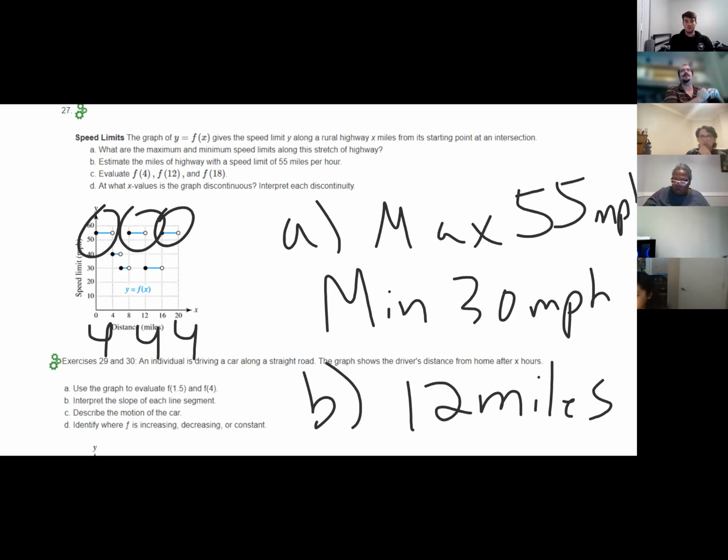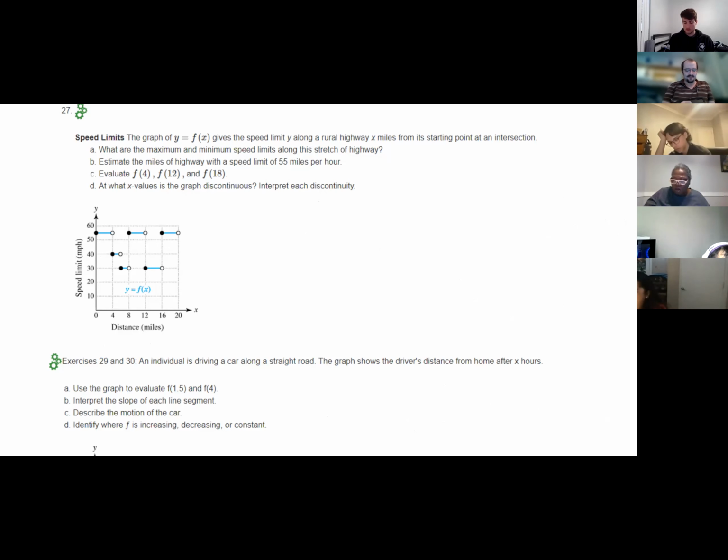Ooh, f of 4, f of 12, f of 18. Ooh, now they're being a little tricky, huh? It's not too bad. Once you learn the little rule, I think it's all right. C says f of 4. So what is that talking about? What value is 4? What value are we plugging 4 into?